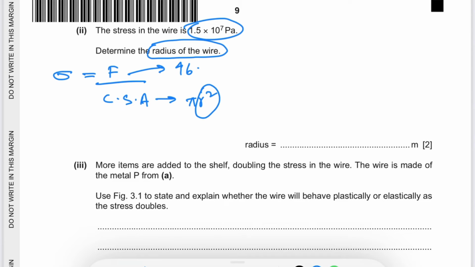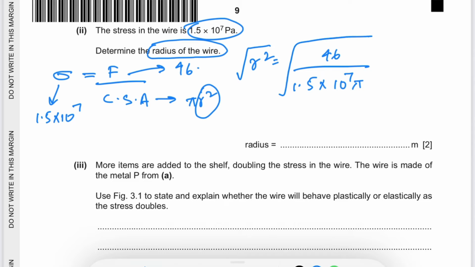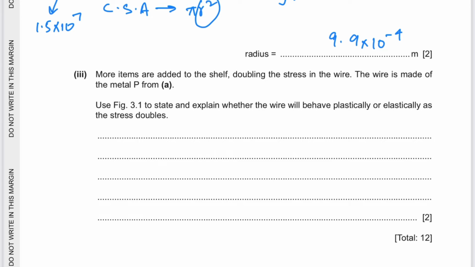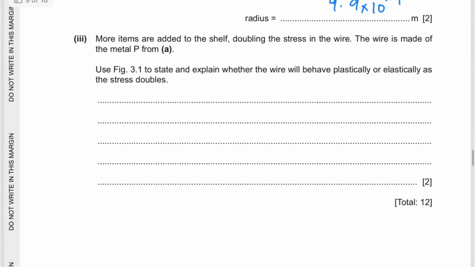And we are supposed to find the radius here, where the stress is given as 1.5 times 10 raised to 7. That means radius squared is equal to 46 divided by 1.5 times 10 raised to 7 times pi. And then to find out the radius, you just take square root of both sides. That means the radius is equal to 9.9 times 10 raised to negative 4 meters. More items are added to the shelf, doubling the stress in the wire. The wire is made of metal P from A.